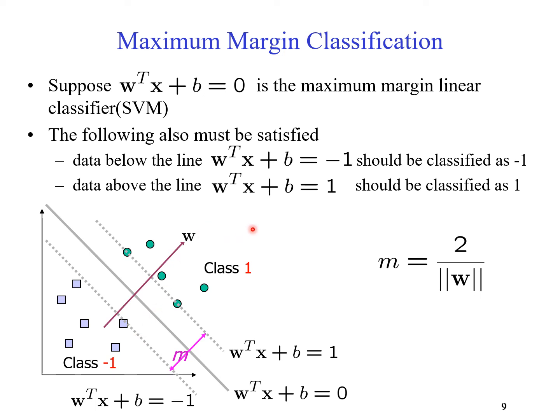In summary, SVM is looking for a line with maximum margin. And then every data above this parallel line should be class 1, and every data below this parallel line, its class should be minus 1. That's two other conditions.